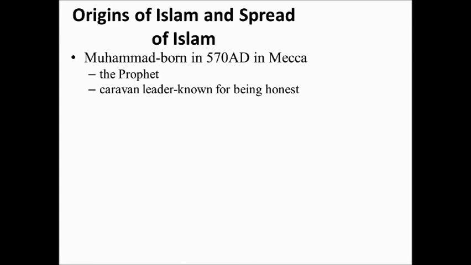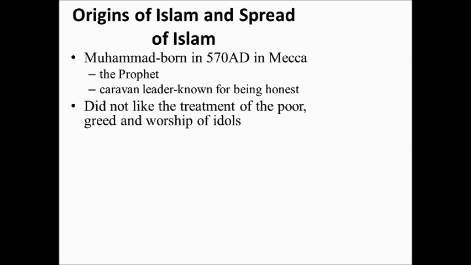But as he did, he really did not like some of the things that he was seeing in Mecca. Number one, he felt like the treatment of the poor was horrible, and that the city was consumed by greed with the trade and the bazaars, and he felt that their worship of idols, including the Kaaba stone, which was a meteorite that had fallen to the earth near Mecca and been turned into a religious shrine, was not the right way to go.